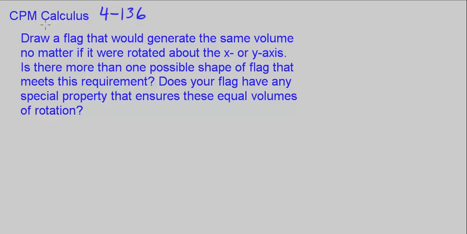This is CPM Calculus Chapter 4, number 136. So we would like to draw a flag that would generate the same volume no matter if it were rotated about the X or Y axis. Okay, so here is our Y and our X axis. We want to draw a flag that if it was rotated about the X axis, it would have the same volume as if it was rotated about the Y axis.